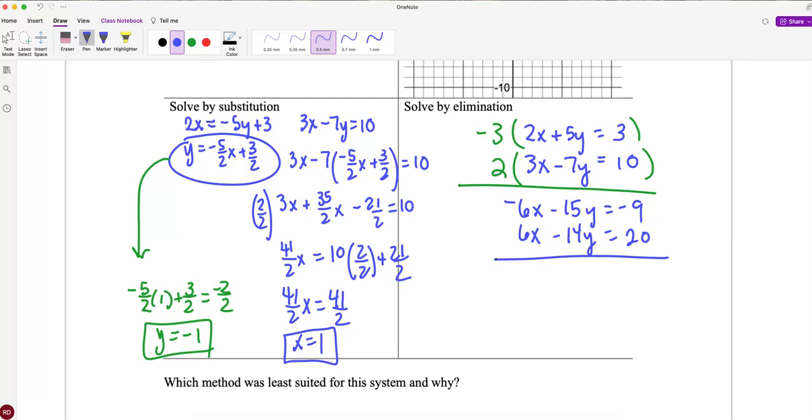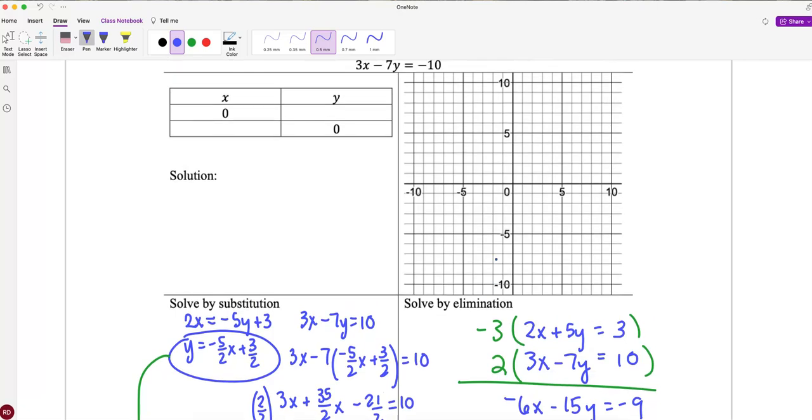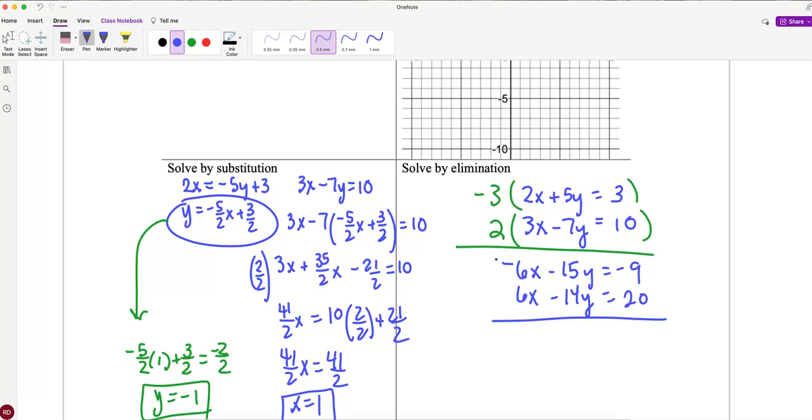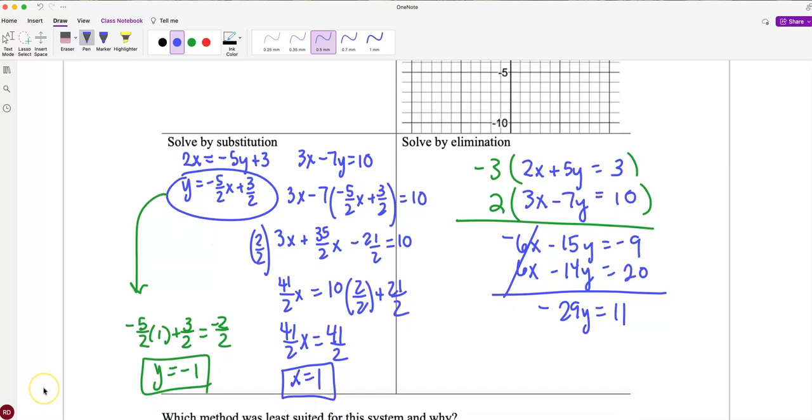Did I do that right? So 2x plus 5y equals 3, 3x minus 7y, so multiply by negative 3, I get the negative 6 and 6. So negative 15, negative 9, 6 minus 14 and 20. This goes away. Negative 29y equals 20 minus 9 is 11. So I did something wrong here. And my mistake was this was a negative 10, which makes this a negative 20, which makes this a negative 29.